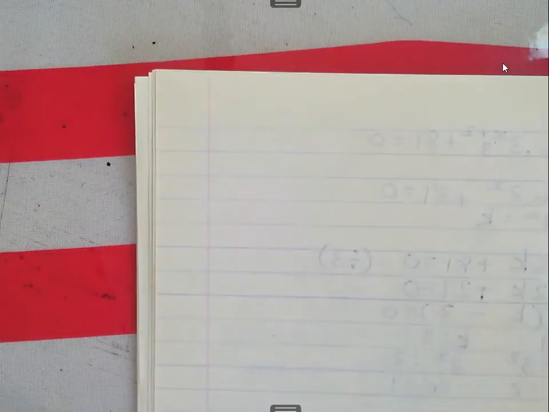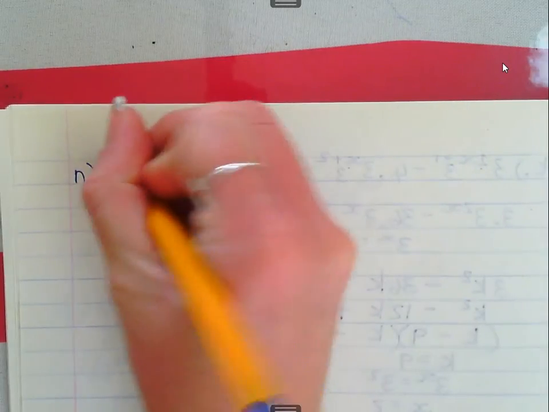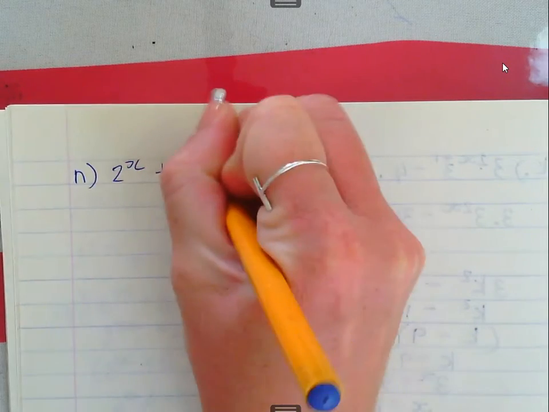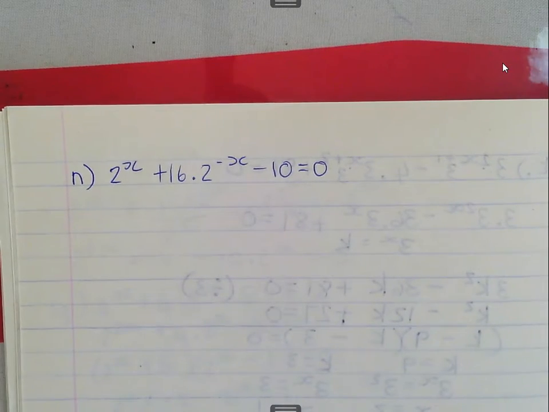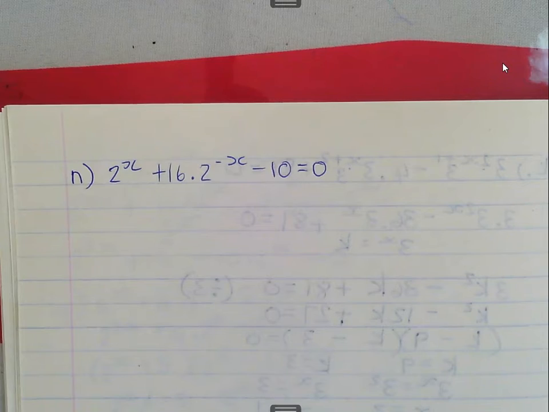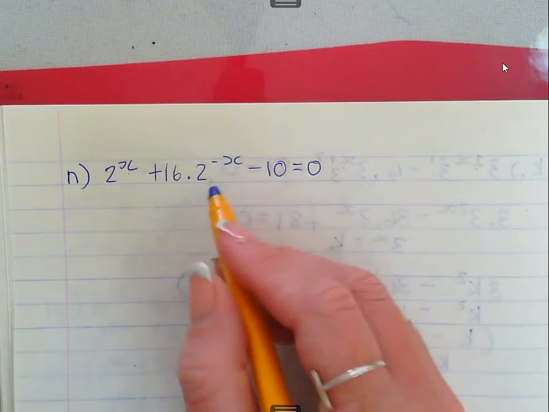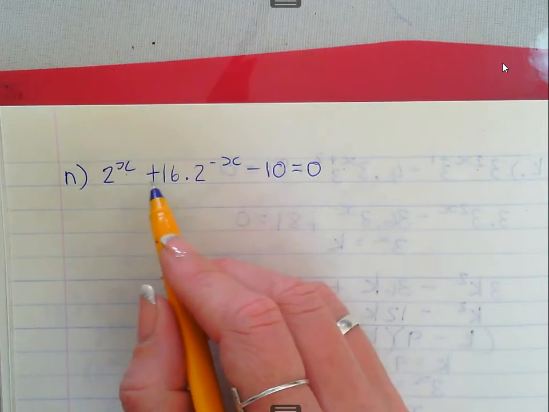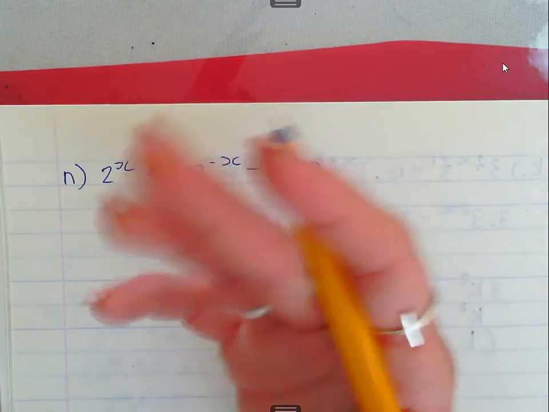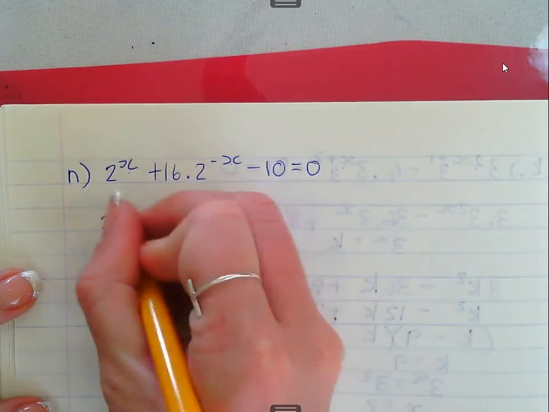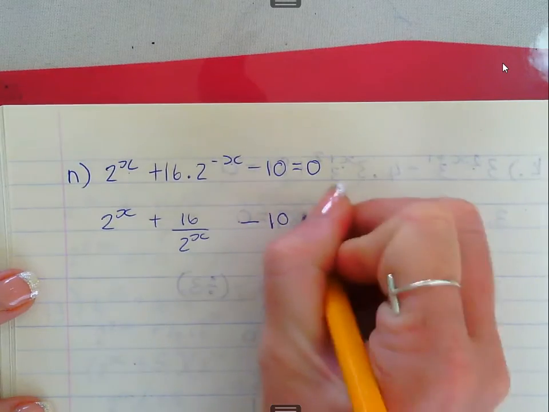Okay. The last one, n, from number 1, I helped you with a bit yesterday. 2 to the power of x plus 16 times 2 to the power of negative x minus 10. Did you manage this one? Huh? You did? Okay, let's see. I told you that this one is not double that one. They don't have anything in common. But what I can do is I can get rid of the negative exponent because then they'll be the same. Then it's going to look like this: 2 to the power of x plus 16 over 2 to the power of x minus 10 equal to 0.